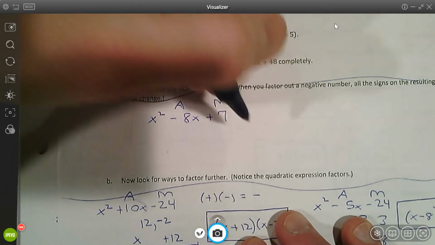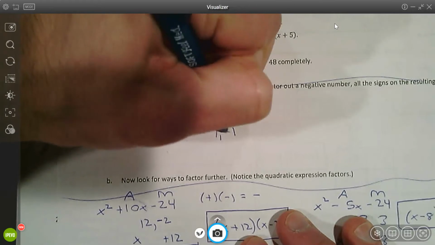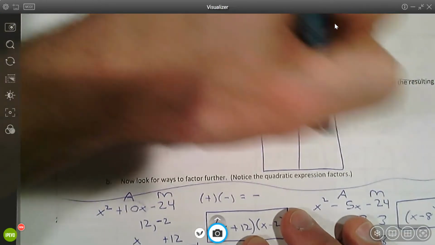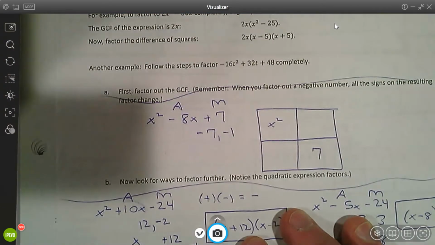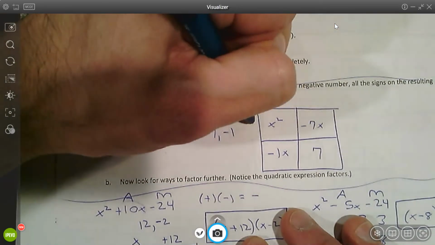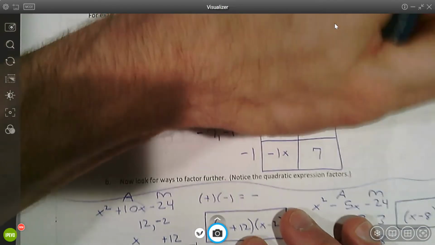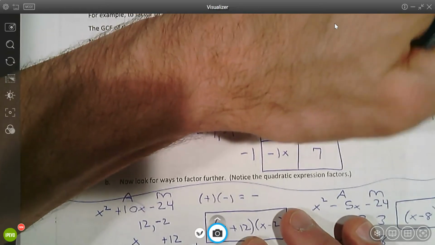So here goes. The only factors of 7 are 7 and 1. It's a prime number. So they both need to be negative signs, as we talked about previously. So this is going to turn into x squared plus 7, numbers minus 7x minus 1x. GCFs, x minus 1, x minus 7. So my factors are x minus 7 times x minus 1.